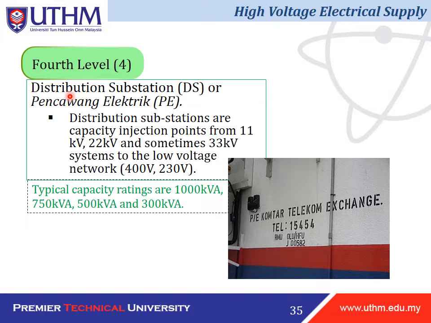And then finally, okay, we go to the fourth level, distribution substation, DS, or Pencawang Elektrik, PE. Distribution substations are capacity injection points from 11 kV, 22 kV and sometimes 33 kV system to the low voltage network, which is 400 volt and 230 volt. Typically capacity ratings are 1000 kVA, 750 kVA, 500 kVA and also 300 kVA.